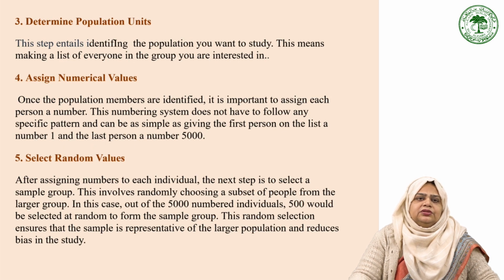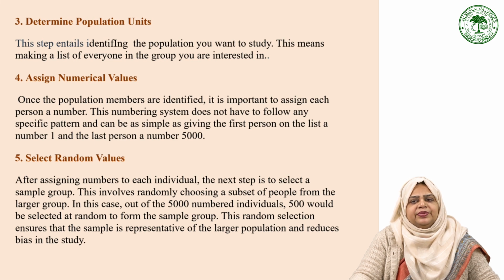The third step is to determine population units. This involves creating a comprehensive list of all the individuals within the population being studied. By compiling this information, researchers can ensure that their findings are representative of the whole population, not just a select few. This step is crucial in providing accurate data for further analysis.